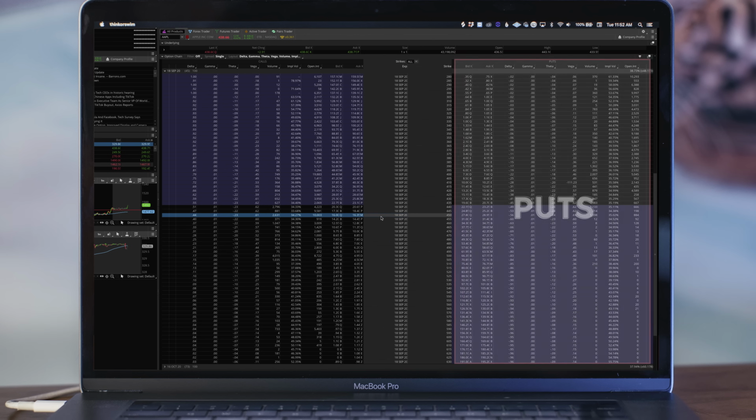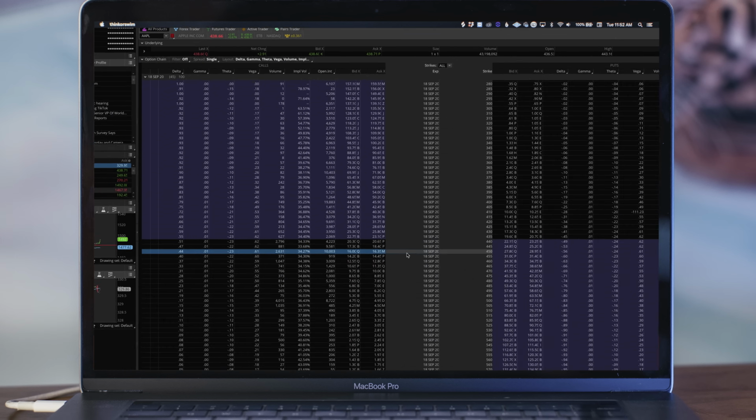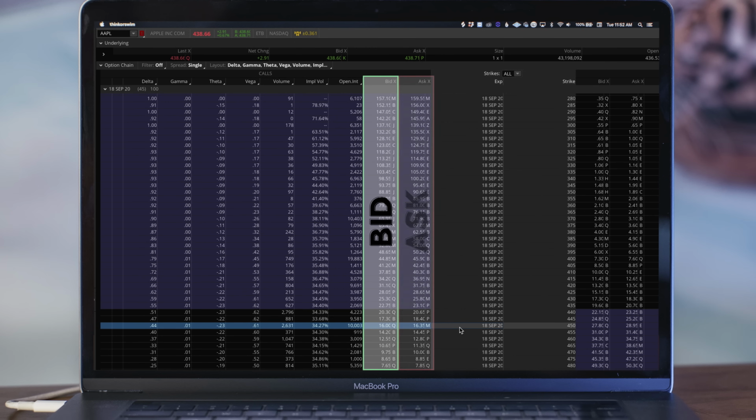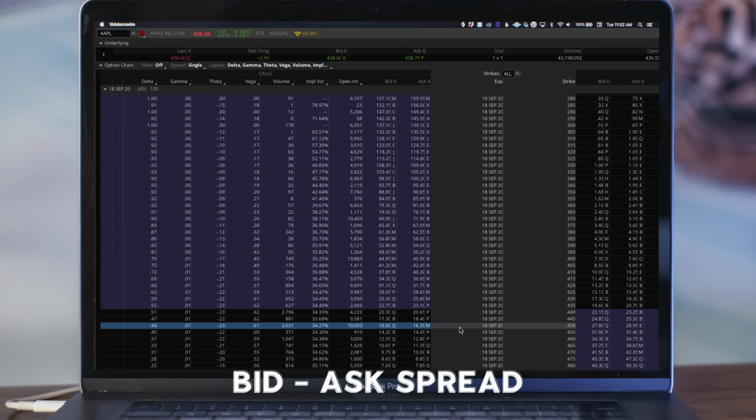The right half of the screen are puts. The left half are calls. Let's just look at the left side of the screen real quick. I have two columns here, the bid and the ask. The ask is what price the sellers are asking for, and the bid is what price the buyers want it for. The difference between these two is called the bid-ask spread.